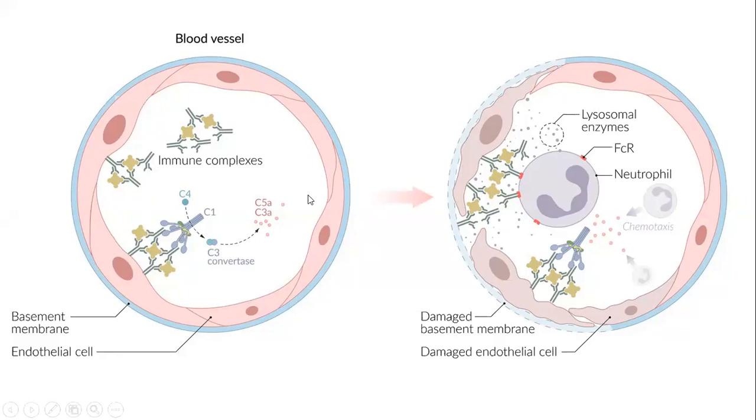C1 will come. Basically, the complement cascade will come, and it goes into a response that exaggerates, giving a lot of molecules from here and a lot of crosstalk with different neutrophils. The FCR receptor on the neutrophil will release lysozyme enzymes. Further chemotaxis and inflammation happen. Eventually, the tissue is damaged. That is the cause of type 3.